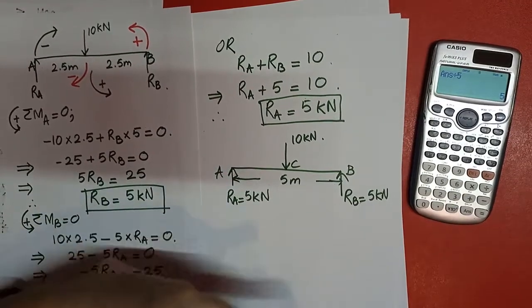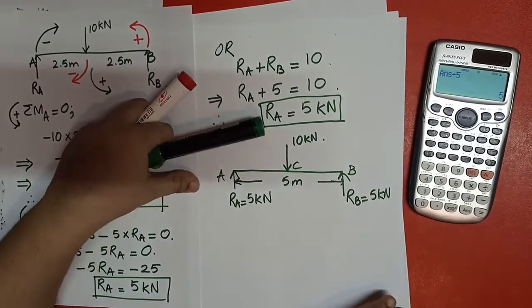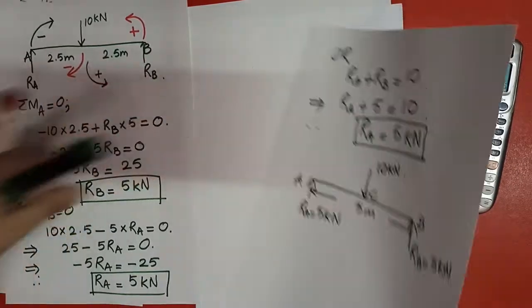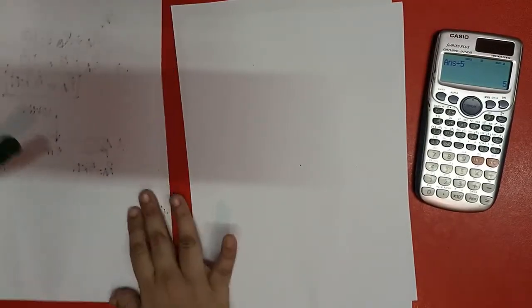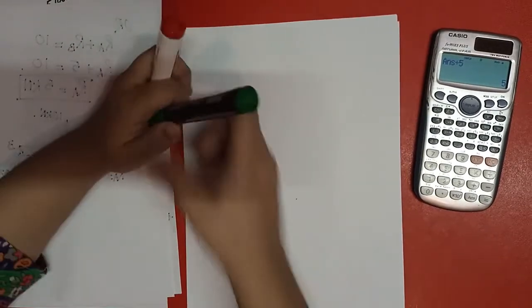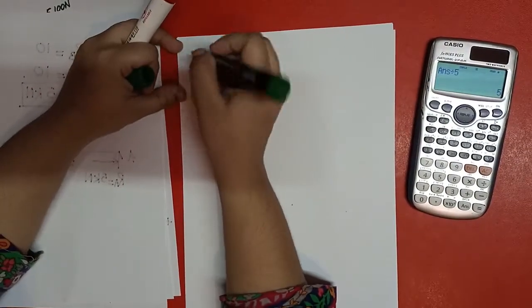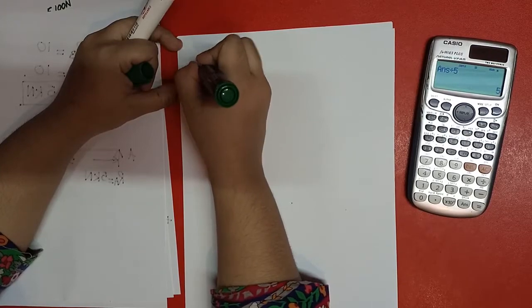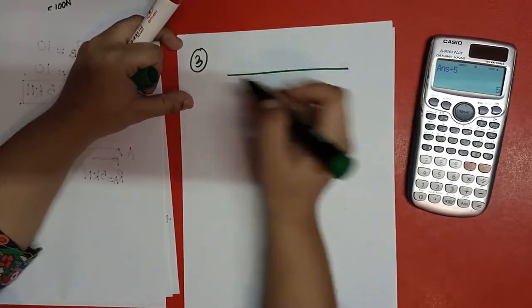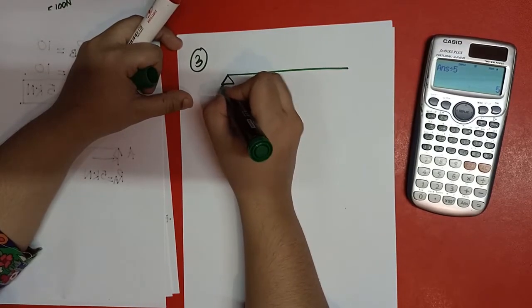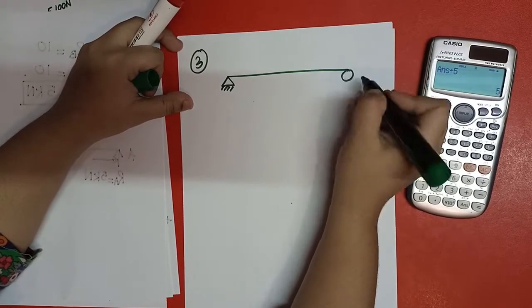So this is the way to calculate the support reactions for the force acting at the center of the beam. Now I am moving towards another numerical, where there are more forces as compared to one force. For example, question number 3: I have a beam, and there is a hinge support and this is a roller.